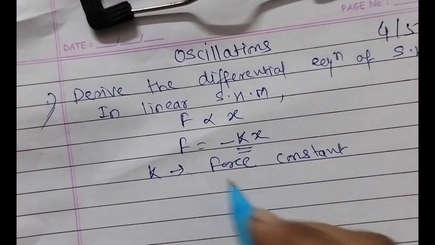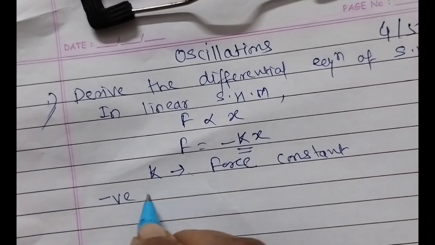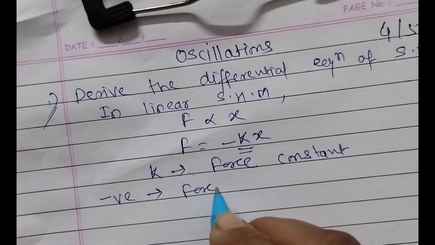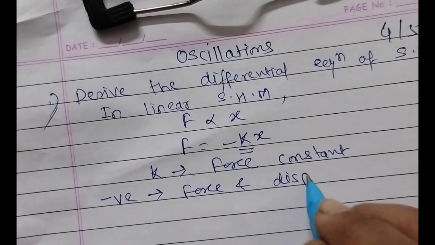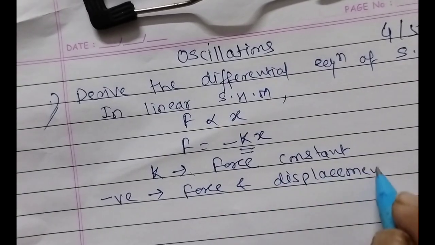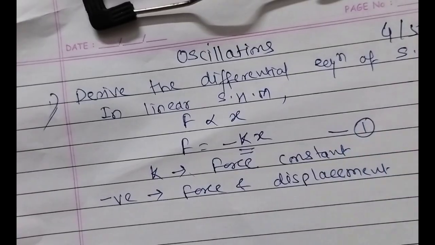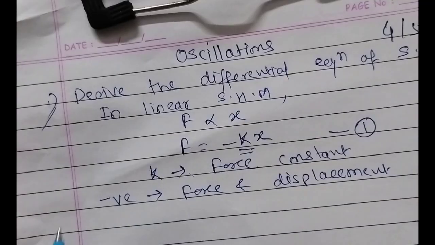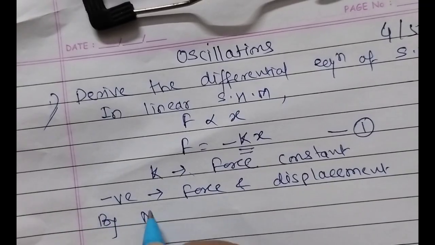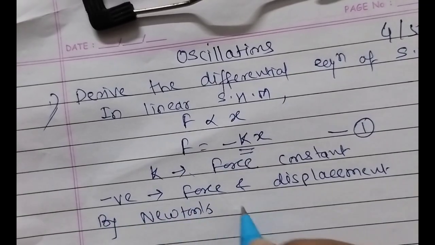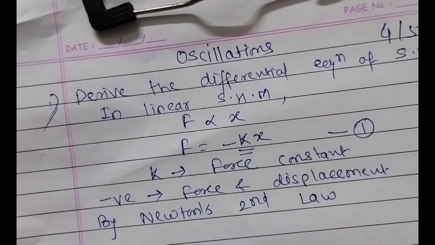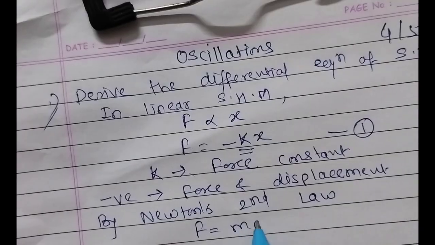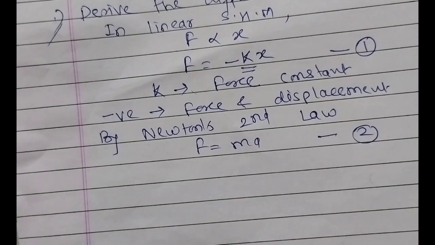Now you have to mention why there is a negative sign. Negative sign signifies that force and displacement are oppositely directed. So this was the first equation, force. Now we equate this to Newton's second law of motion. By Newton's second law, there is a relation between mass, acceleration and force: force will be equal to mass into acceleration. Equation number 2.